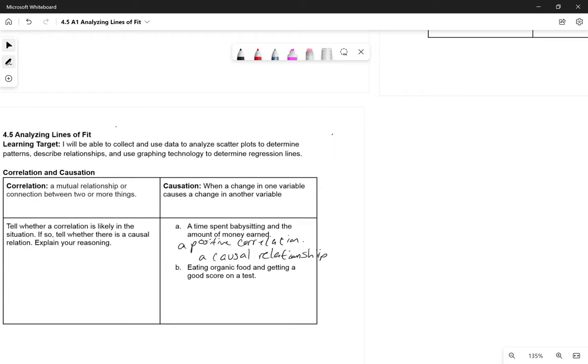And in B, it's saying eating organic food and getting a good score on a test. Eating a good breakfast is really good to help improve test scores, but eating organic food does not necessarily relate to getting a good score on a test. So that means there is honestly no correlation. Which means that since we don't have a correlation, we do not need to see if there is a causal relation.